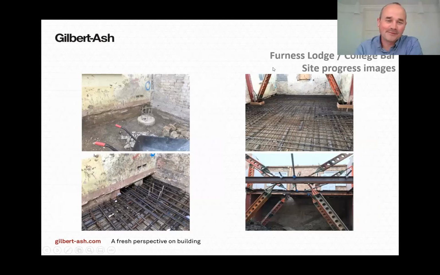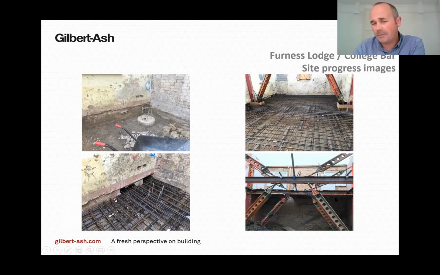No problem. Yeah. Just very quickly then, I'll just touch on some of the elements that we did in the college bar. You can see there in the top left that we had to introduce some CFA piles, 450 diameter, to help support the new structure and also to provide additional support to the existing load-bearing walls that we retained. You can see in the bottom left there's some underpinning that we pushed through the walls as well to assist with it.